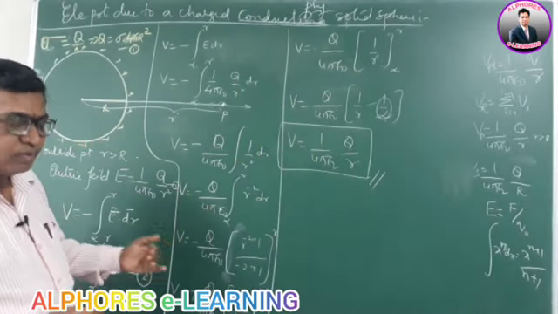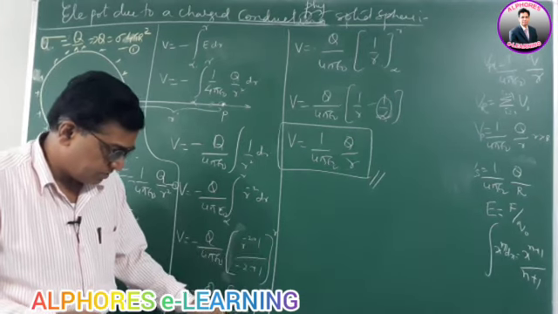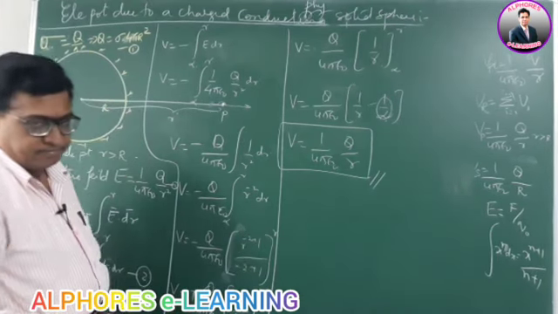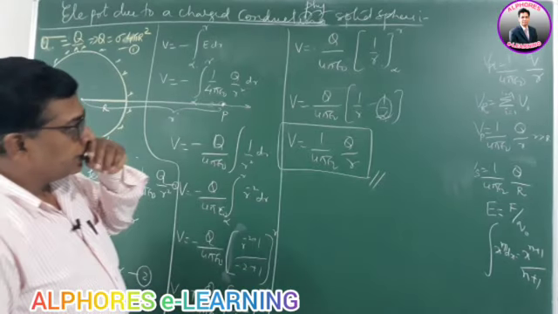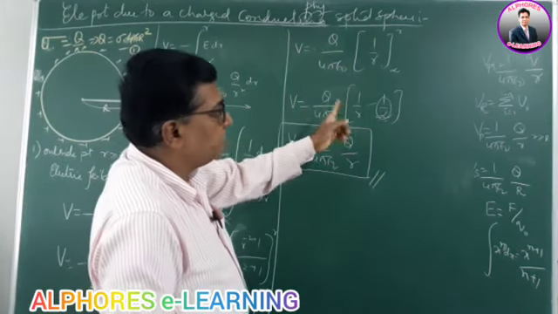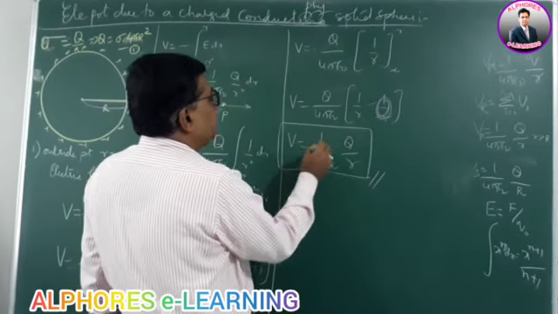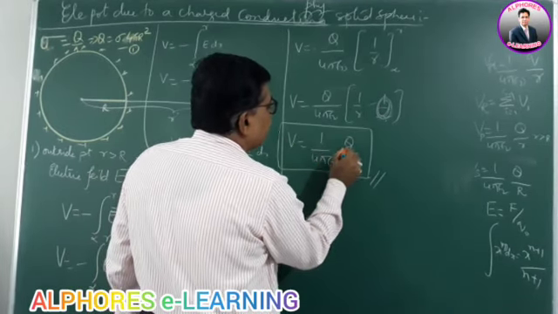According to the limits, you have to substitute upper limit minus lower limit. So r power minus 2 plus 1 is r power minus 1. This minus cancels. So q by 4 pi epsilon naught, it's 1 by r here. Upper limit minus lower limit, and 1 by infinity is 0. So potential V is 1 by 4 pi epsilon naught q by r.